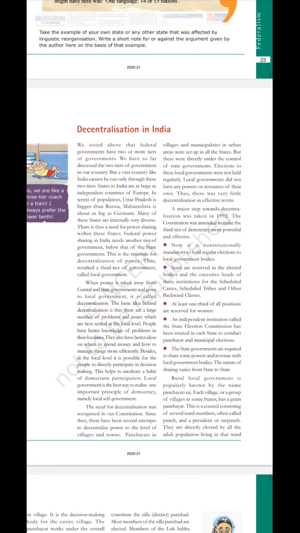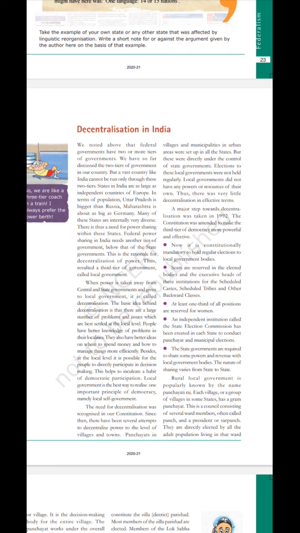A major step towards decentralization was taken in 1992. The constitution was amended to make the third tier of democracy more powerful and effective. Now it is constitutionally mandatory to hold regular elections to local government bodies. Seats are reserved in the elected bodies and the executive heads of these institutions for the scheduled castes, scheduled tribes, and other backward classes. At least one third of all positions are reserved for women. An independent institution called the State Election Commission has been created in each state to conduct panchayat and municipal elections. The state governments are required to share some powers and revenue with the local government bodies. The nature of sharing varies from state to state.